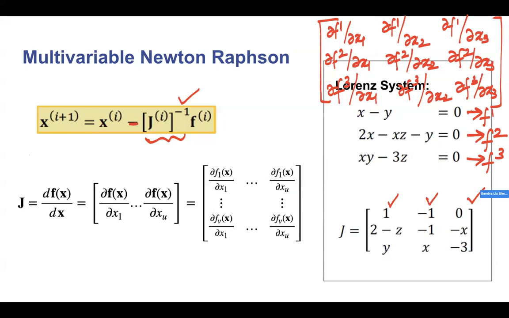Now this is f2, derivative with x is 2 minus z, derivative with respect to y is minus y, derivative with respect to z is here, minus x. This is a partial derivative, so I hope you know how to take partial derivatives. Now the third function, derivative with respect to x is y, only y is there, okay? Derivative with respect to y is, now x becomes a constant, so x is there. Derivative with respect to z is minus 3. So this is how you get the Jacobian. You got the matrix. Okay, any doubts so far?